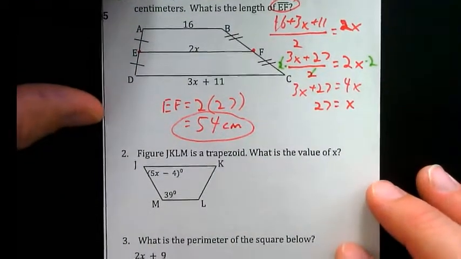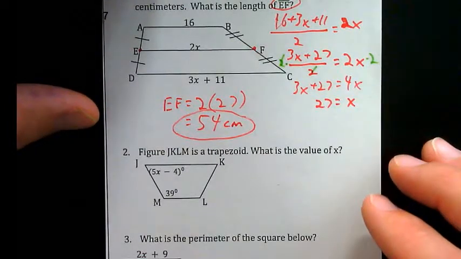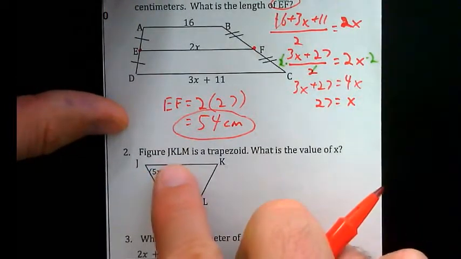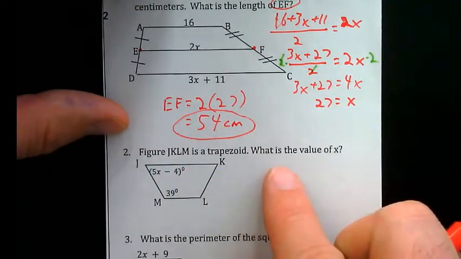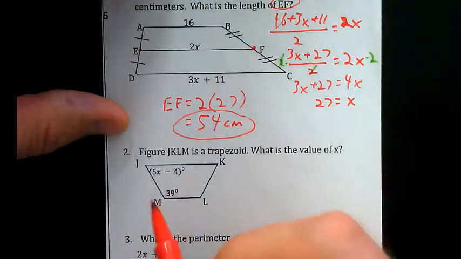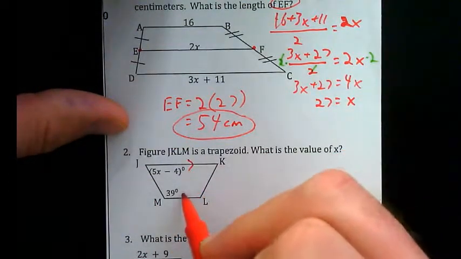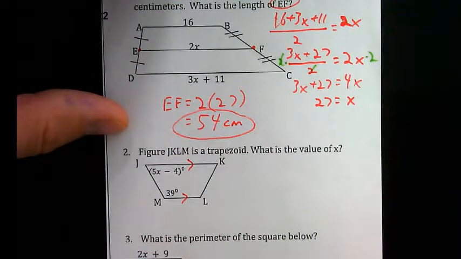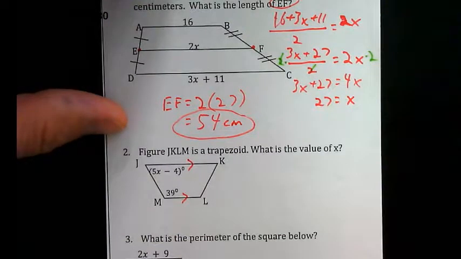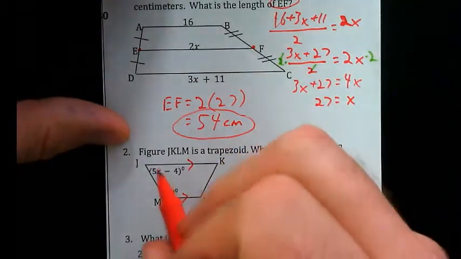Now, on number 2, guys, figure JKLM is a trapezoid. What is the value of x? Well, if this is a trapezoid, all we know from that is that these two lines that are our bases are parallel. And any trapezoid doesn't have to be an isosceles trapezoid. Any trapezoid, the interior consecutive angles, or the same side interior angles, are supplementary. Right? That goes back to our idea from parallel lines.